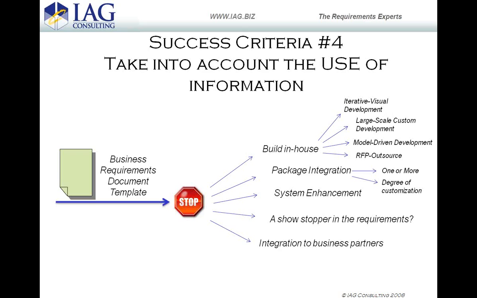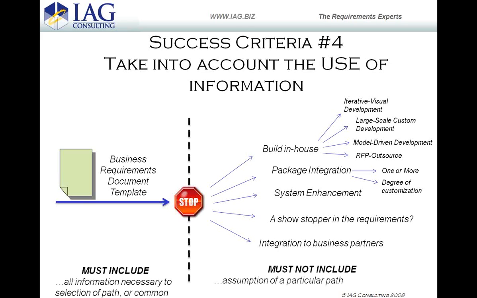If you're trying to do package integration, you don't need a bunch of that information. You really don't. It's all driven by the package. You're only going to evolve to a certain point. So what you need to do is start separating out these two things. You must include in your requirements templates all of the information necessary to the selection of the path or common to all the paths. You don't want to include the assumption of a particular path. Don't assume that you're going to take a particular path, especially if you're trying to roll out templates in a larger, more complex organization where the path is not yet determined or not necessarily determined.